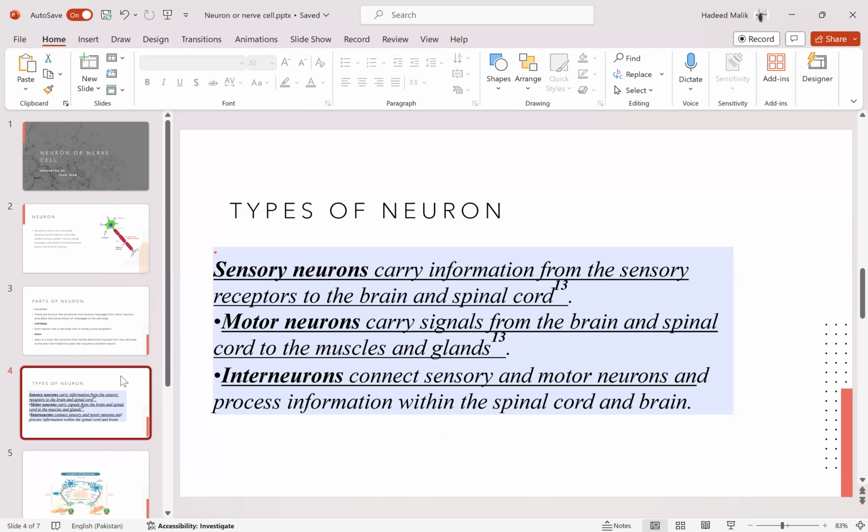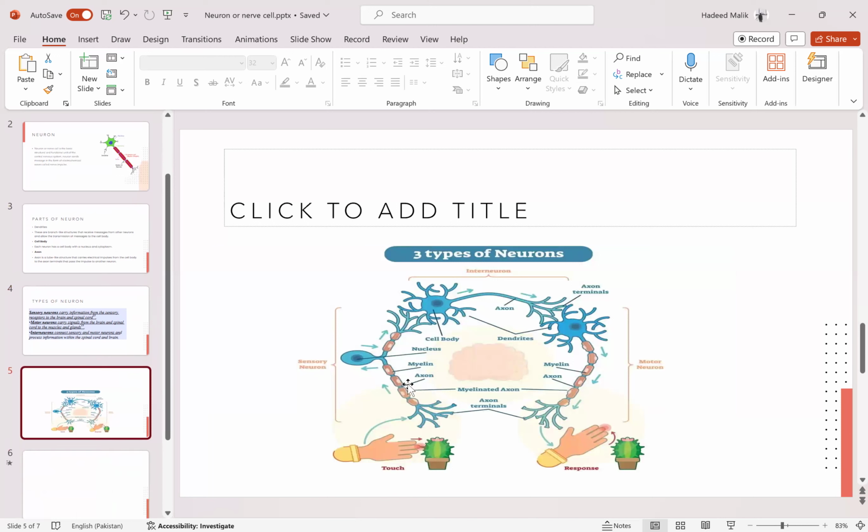So there are three types of neuron: sensory neuron, motor neuron, and interneuron. What is the function of a sensory neuron? It carries information from the sensory receptors to the brain and spinal cord. The next one is the motor neuron, which carries signals from the brain and spinal cord to the muscles and glands. And the third one is the interneuron, which connects sensory and motor neurons and processes information within the spinal cord and brain. So this is the structure.